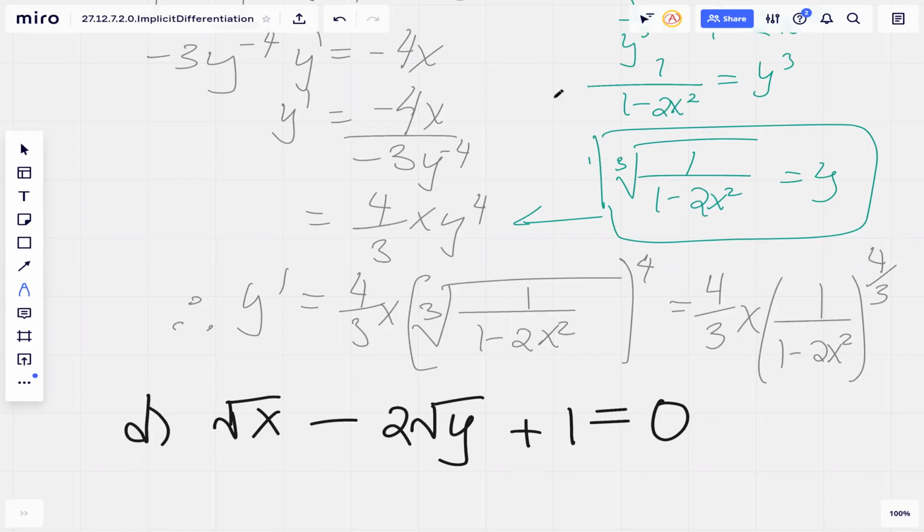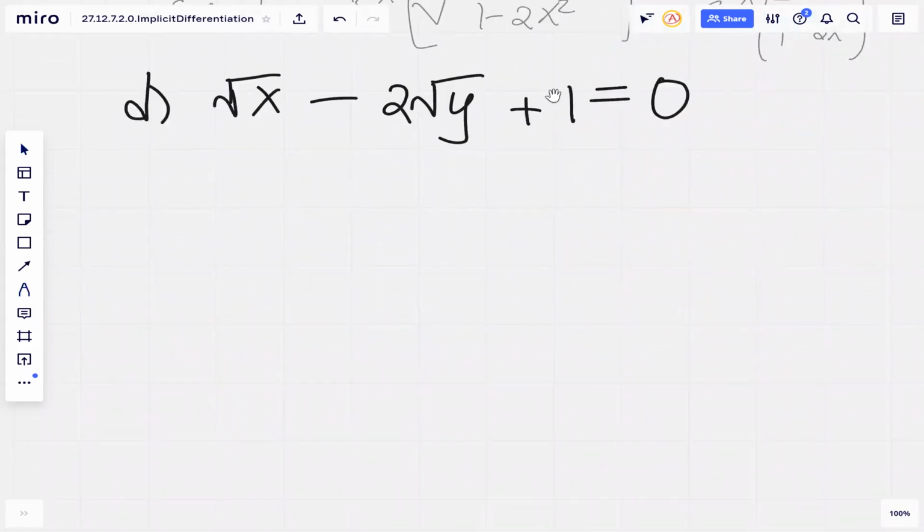Great. Okay, looks like we have one more. Okay, so let's try this one. Let's take the derivative right across the equation. So a half x raised to the power negative 1/2 minus 2 times a half y to the negative 1/2 times y prime equals 0. Okay, let's solve for y prime.